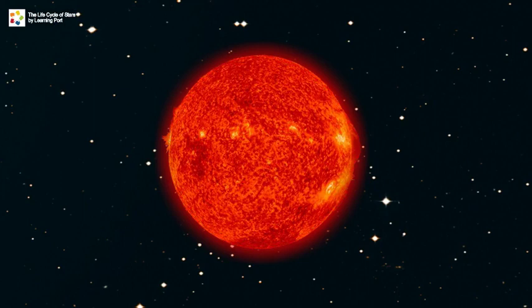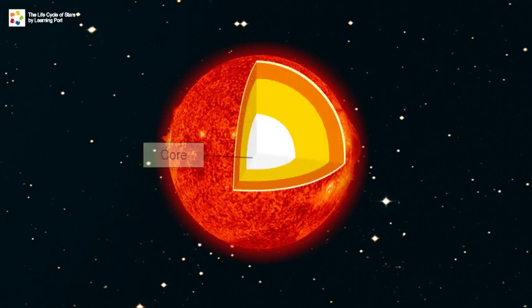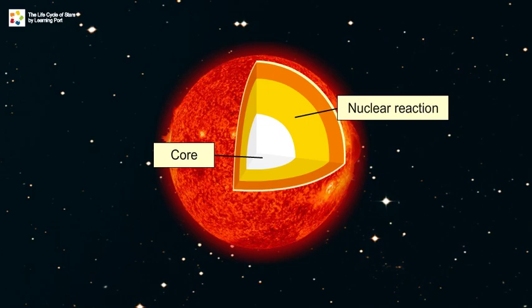Inside the protostar, gravitational forces continue to pull in more gas and dust particles while compressing the core so that it becomes hotter and hotter. When the temperature inside the core is high enough, nuclear reaction occurs.